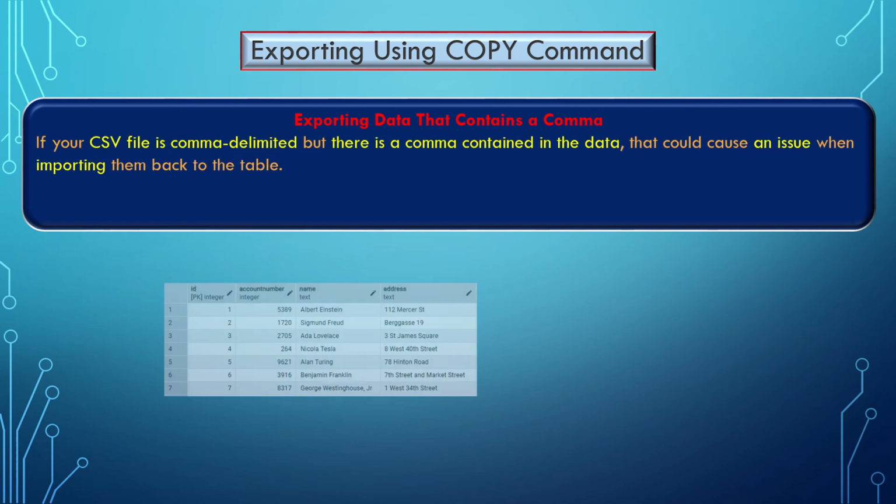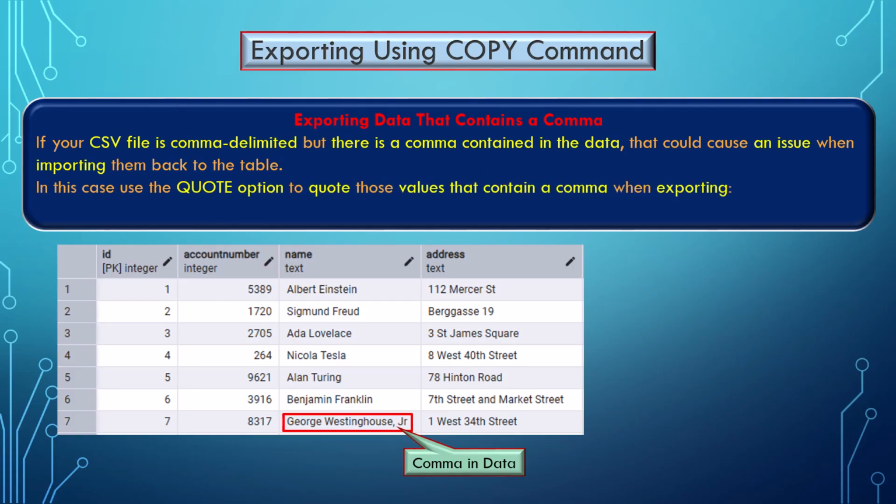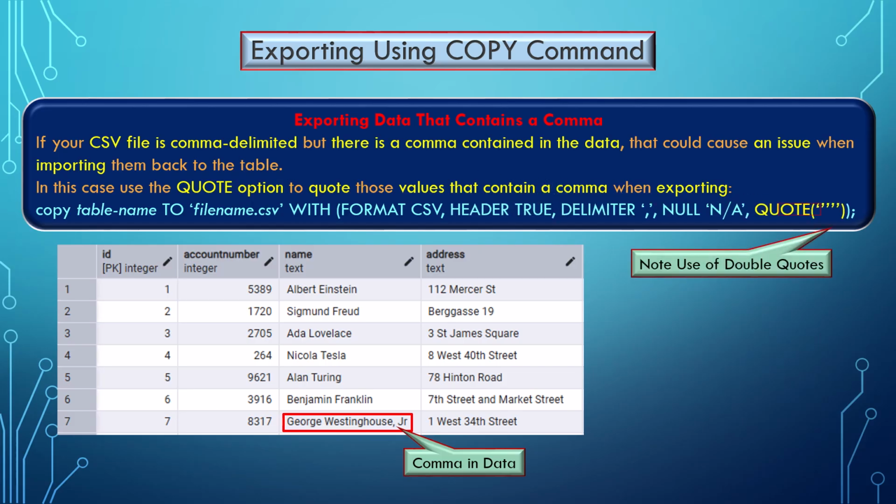If your CSV file is comma delimited, but there is a comma contained in the data, that could cause an issue when importing them back to the table. In this case, use the quote option to quote these values that contain a comma when exporting.